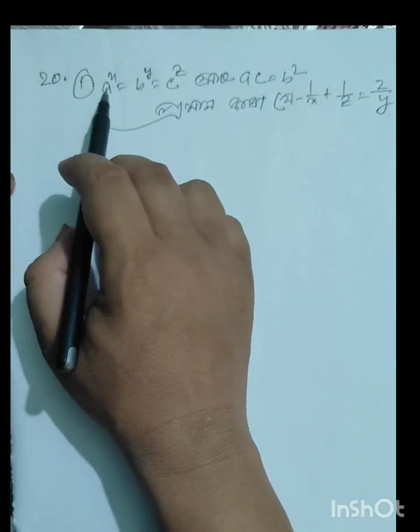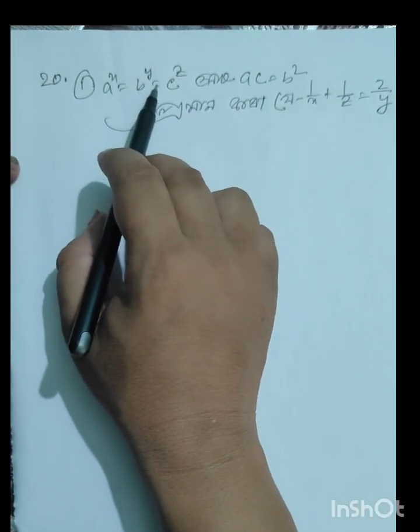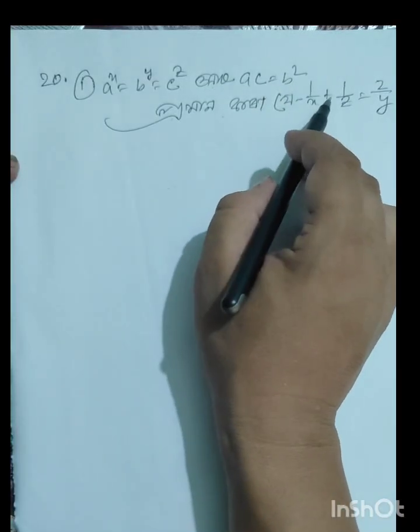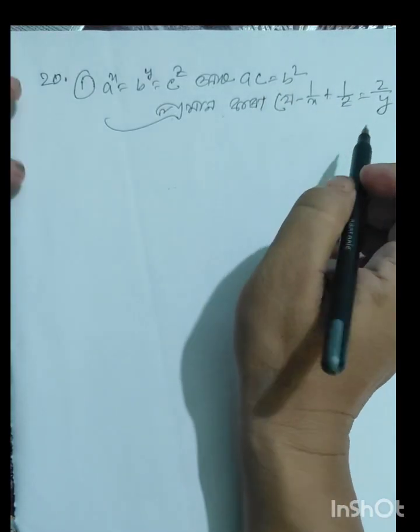এবাৰ কুৱেশ্যন নম্বৰ 20 আছে, a to the power x equal to b to the power y equal to c to the power z আৰু ac equal to b square, প্ৰমাণ কৰা যে 1 by x plus 1 by z equal to 2 by y.